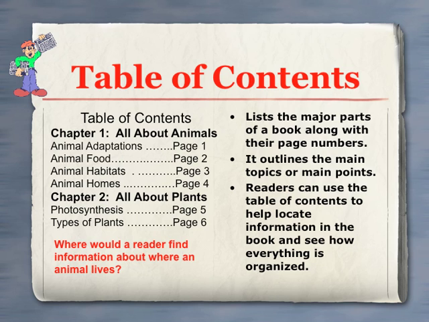First is the table of contents. Please copy down the first bullet point. The table of contents lists the major parts of a book along with their page numbers. Also, beneath the bullet point, answer the read question. Where would a reader find information about where an animal lives?